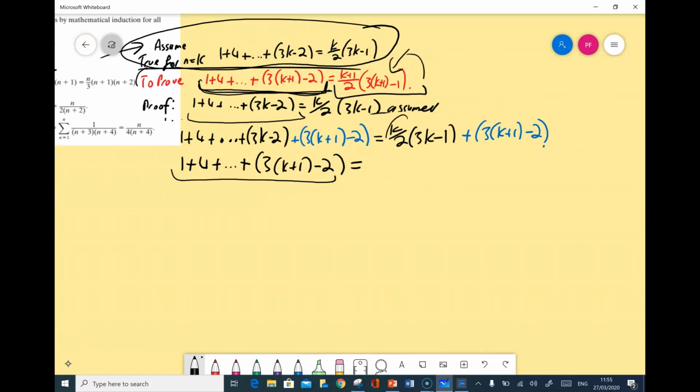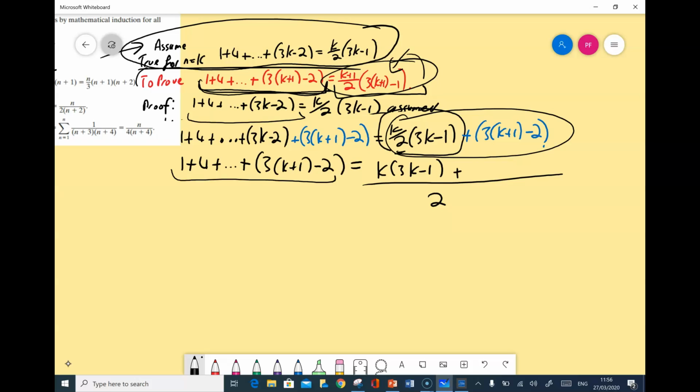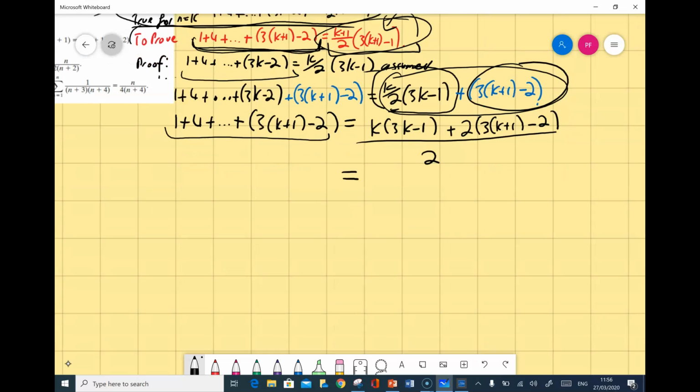So now I just need to make the right-hand side of my assumed into the right-hand side of what I have to prove. I need to get it, as you can see, 2 is dividing all of this side here, so I have to get it all over 2. So that's just going to be k times 3k minus 1. It all needs to be over 2, so that means this needs to get multiplied by 2 to put it over 2. So 2 times 3 times k plus 1 minus 2. Okay, so I don't have to rewrite the left side every time.